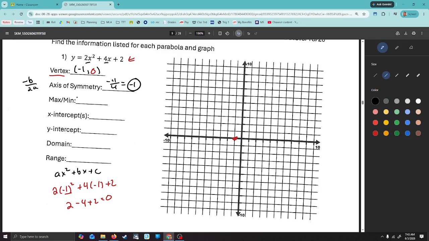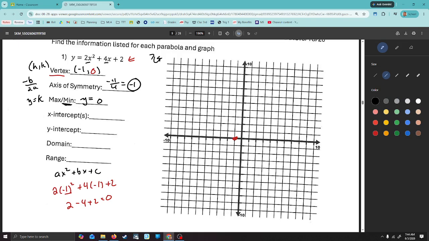Now, the max or the min. The max or the min is just the y value of the vertex, or if you remember, the k value. I guess I should state this. The vertex, usually we refer to it as h comma k, so the max or min is y equals k, because that's literally the highest or lowest it gets to. In this case, because it's facing upwards, it is a min, and then we'll say y equals the y value, so 0. So y equals 0.